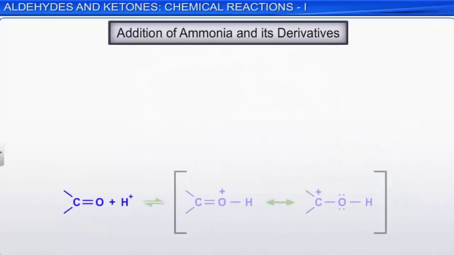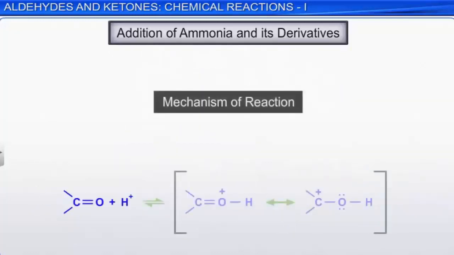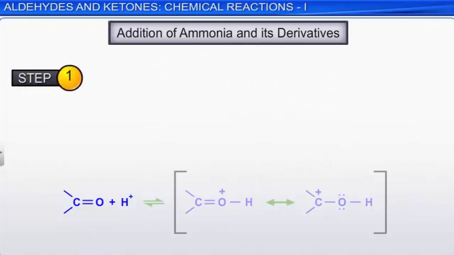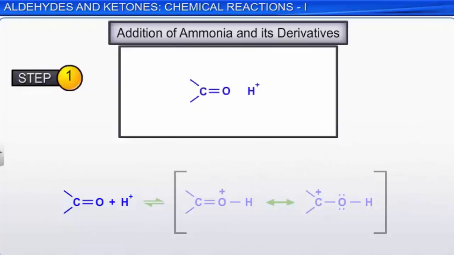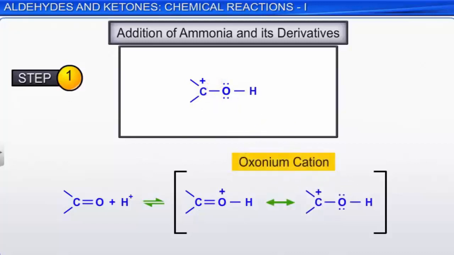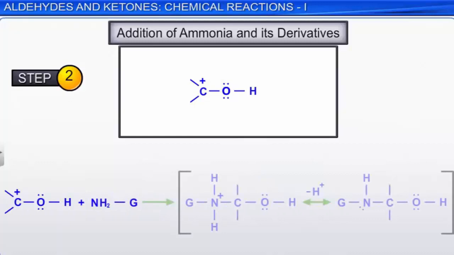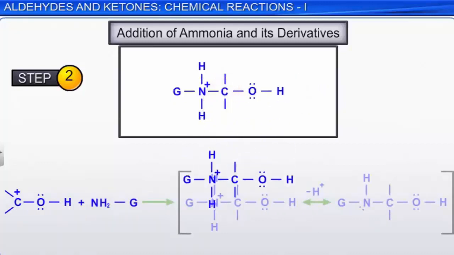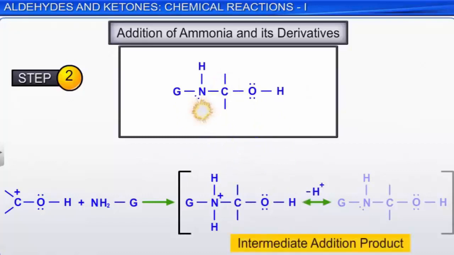Let's understand the mechanism of this reaction. 1. Initially, the hydrogen ion from the acid attaches itself to the carbonyl oxygen to produce an oxonium cation. 2. This is followed by a nucleophilic attack by the basic nitrogen on the carbonyl carbon to form an intermediate addition product.